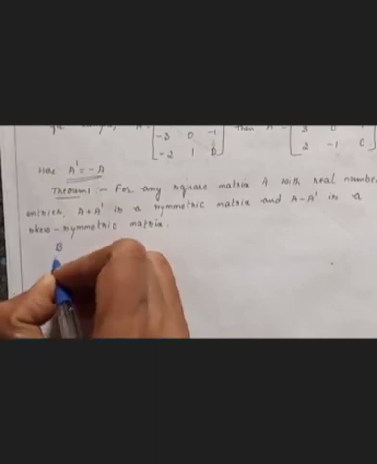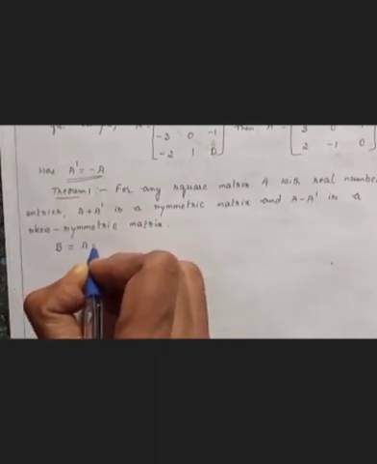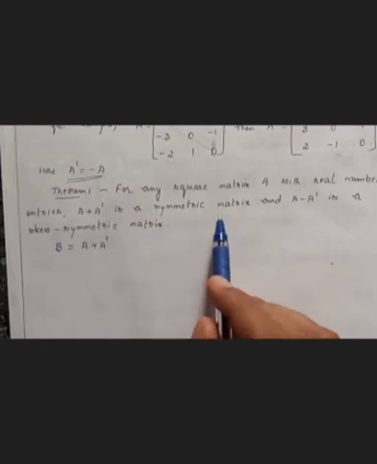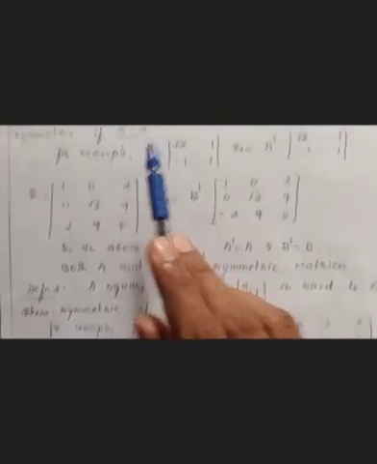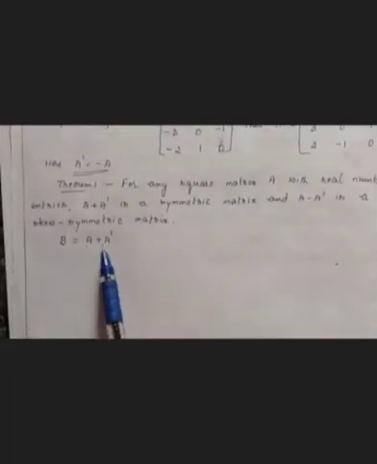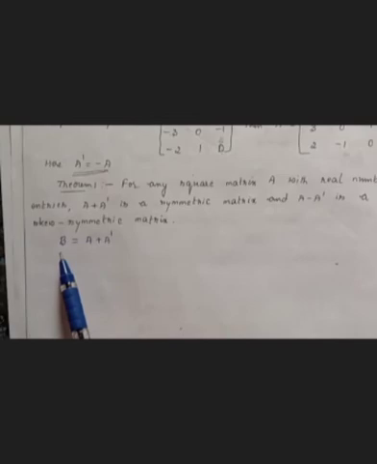Let's prove this one. First, I'll consider a matrix B. This matrix B is nothing but A plus A dash. We have to prove that A plus A dash is a symmetric matrix. We know that if A is a symmetric matrix, then A transpose is equal to A. Therefore, here A plus A dash is nothing but matrix B. Finally, we have to show that B transpose is equal to B here.